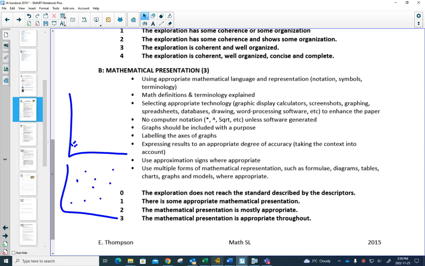Mathematical presentation. This is using the proper words, not using slang, using proper notation. So you can't use a little hat button or a star for multiplication. They want proper mathematical notation all the way throughout. If you've got a math definition, define it. Say, something we learned in class: a vertical stretch is when the y values have been multiplied by a certain value, causing it to stretch away from the x-axis.